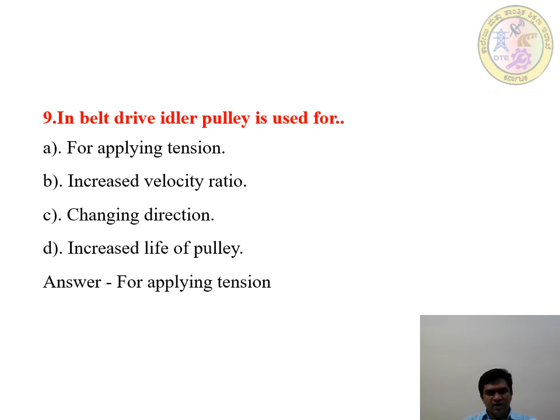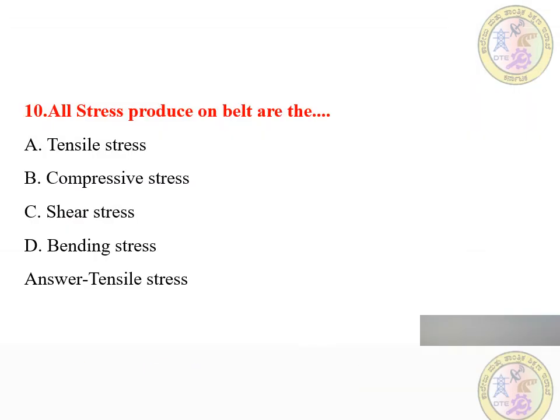In a belt drive, an idler pulley is used for applying tension, increasing velocity ratio, changing direction, or increasing life of the pulley. So it is used for applying tension. The last one: the stresses produced on a belt are tensile stress, compressive stress, shear stress, or bending stress. So here the stress produced on a belt is tensile stress.